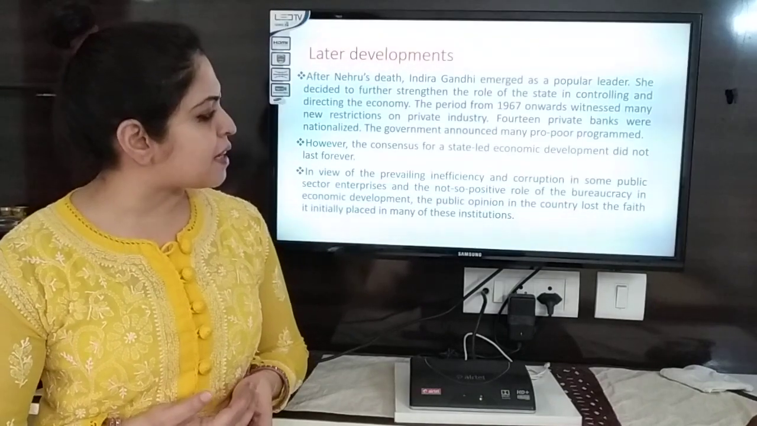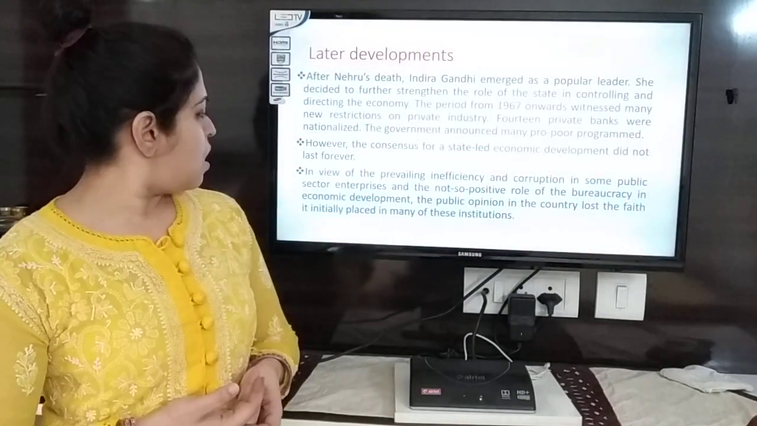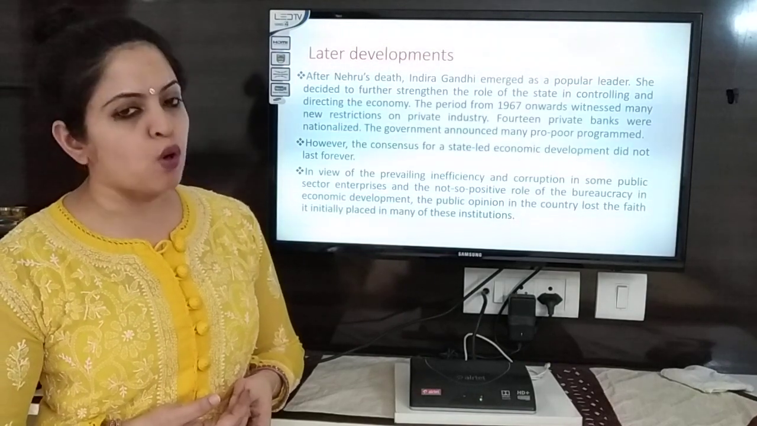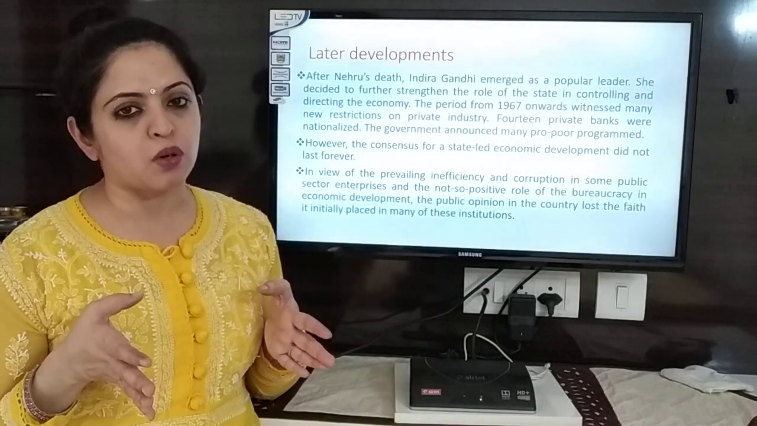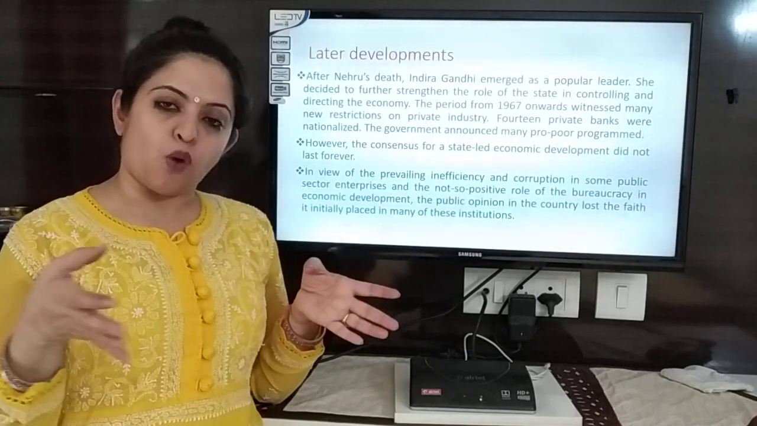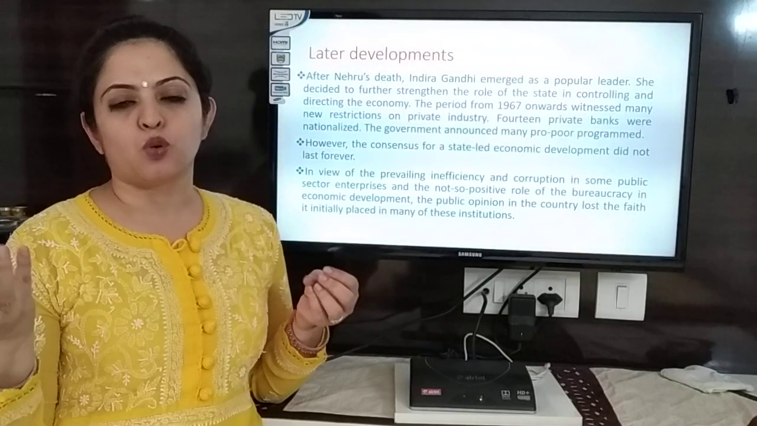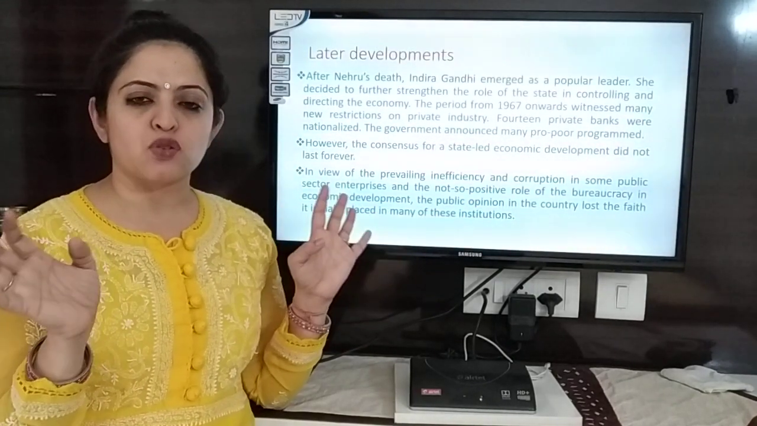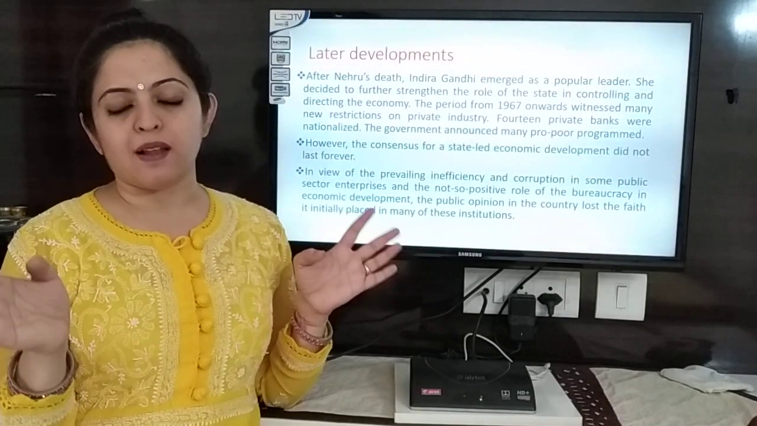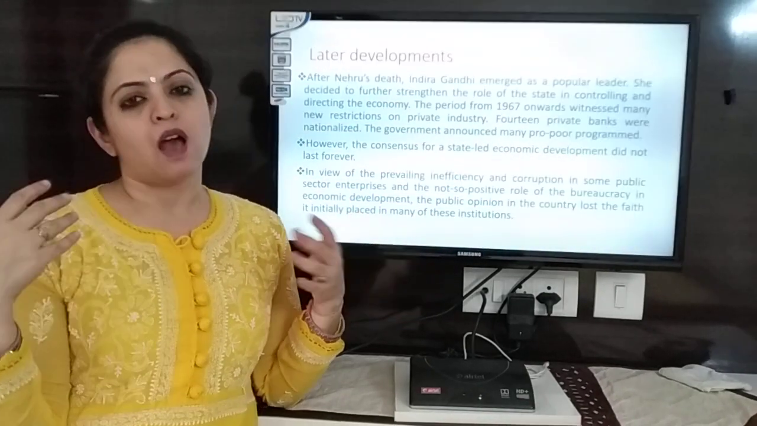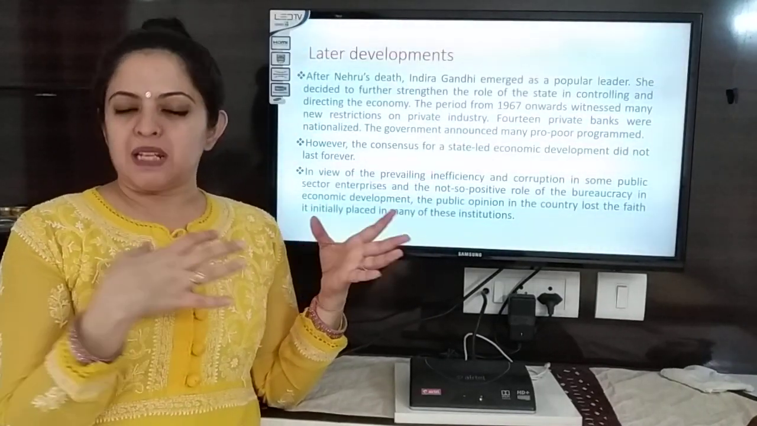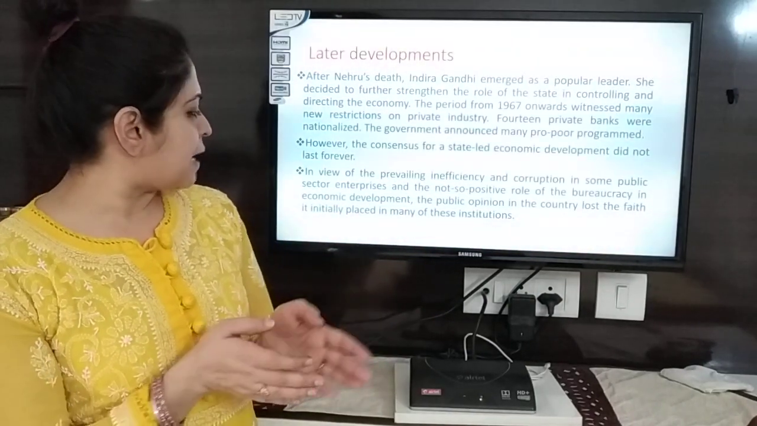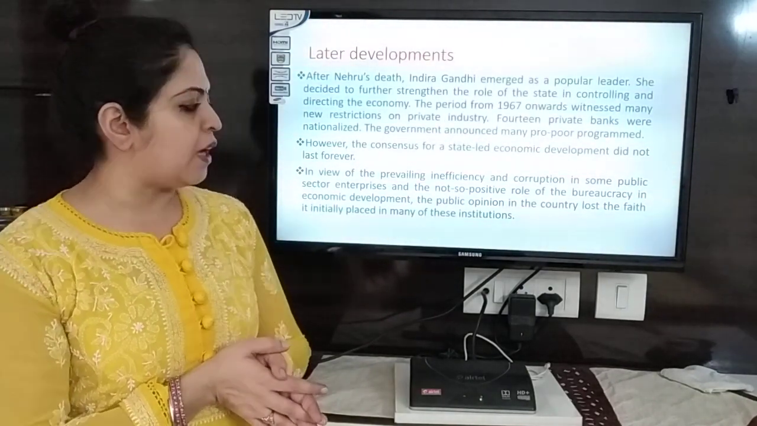However, the consensus for state-led economic development did not last forever, in view of the prevailing inefficiency and corruption in some public sector enterprises and the not so positive role of the bureaucracy. A bureaucracy would mean a set of bureaucrats, the officials who work for the government, and who are given the roles to finalize policies regarding states. So altogether this last point tells you the story of the country where things did not work well, when many of the banks were nationalized and many of the industries were taken over by the government, it did not fare well and the outcome was not so positive. So in that case, public opinion in the country lost its faith in many of the institutions.